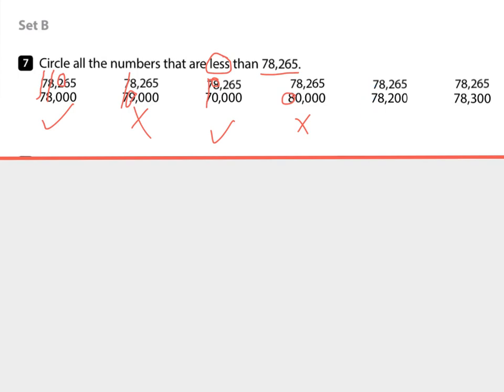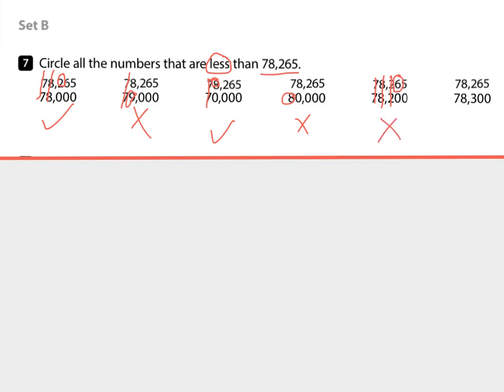The 10,000s are the same, cross them out. The thousands are the same, cross them out. The hundreds place are the same, cross them out. We will compare the tens place, and I can see that my 6 is greater than my 0. So I know that 78,265 is greater than 78,200 because the 6 in the tens place is greater than the 0 in the tens place. So this would not work for our problem.